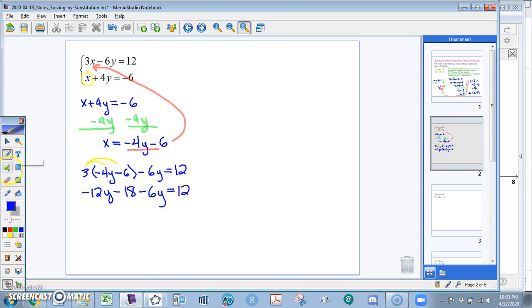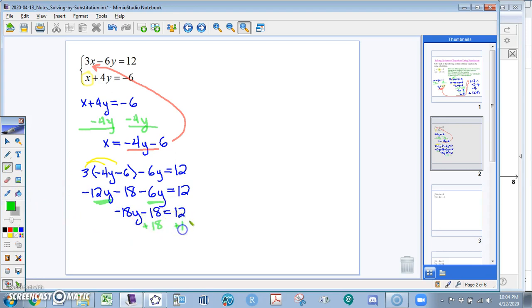Then I'm going to combine my like terms. I've got a y term here and a y term here, so I'm going to combine those. Negative 12 minus 6 is negative 18. So I get negative 18y minus 18 is equal to 12. Then I will add 18 to both sides.